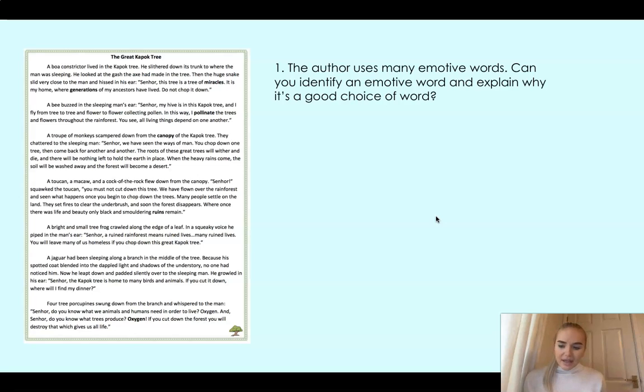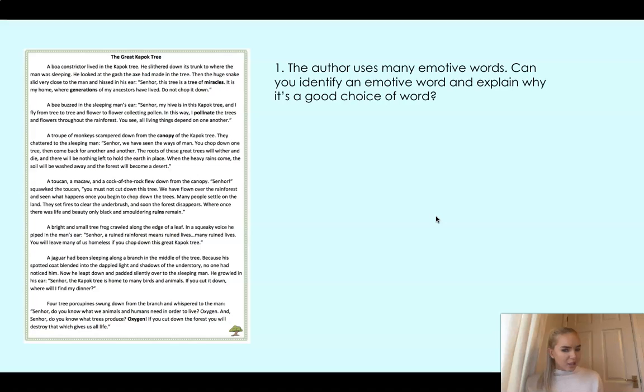Now, in yesterday's lesson, I mentioned that we are going to be focusing on emotive language and emotive words for how we are going to write our persuasive piece of writing. And one of my questions that I'm going to ask you today, and one that you are going to have in your comprehension task later on, is this question here. The author uses many emotive words. Can you identify an emotive word and explain why it's a good choice of word?